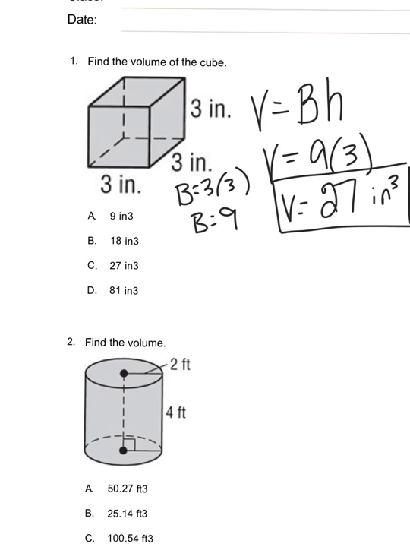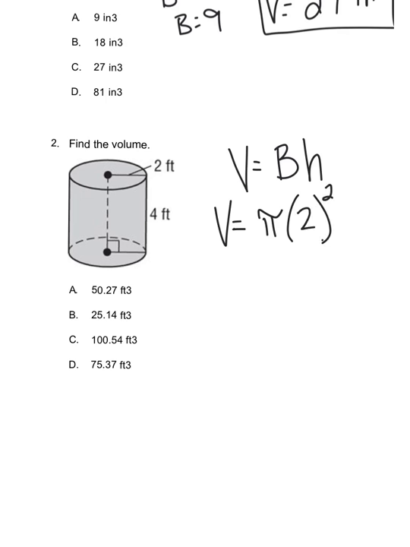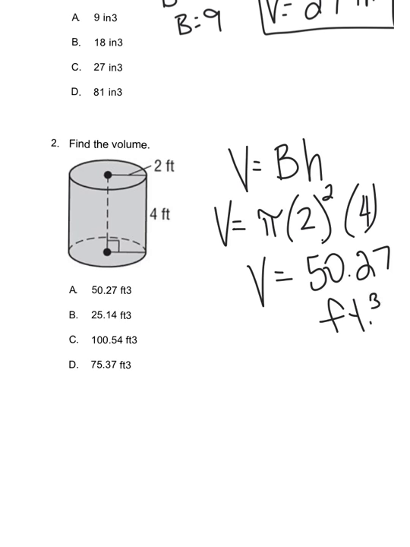Question number 2 is a cylinder. For a cylinder, we know that the formula is volume equals area of the base times height. It's a circle, so the area of the base is pi r squared. So pi, my radius is 2 squared, times the height of the prism. The volume of this cylinder is equal to 50.27 feet cubed.